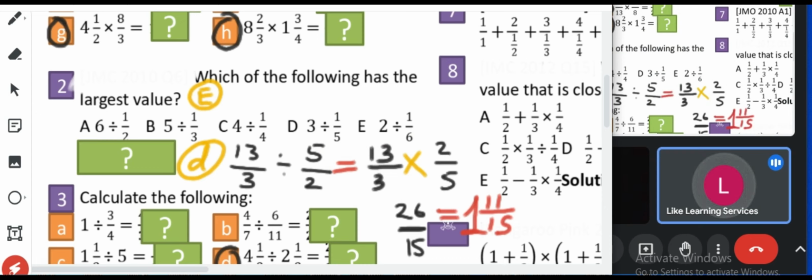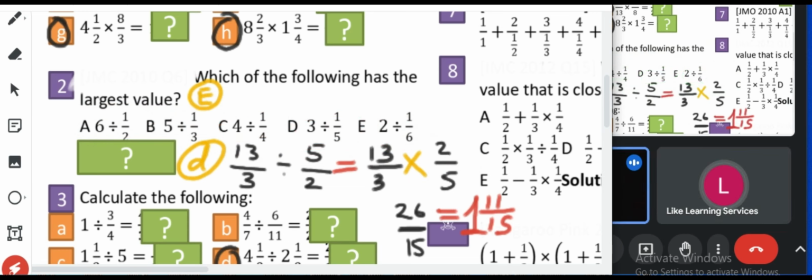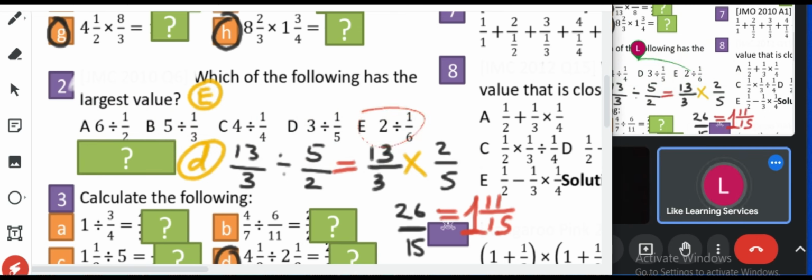Oh, by the way, they were even asking us which one has the largest value, but it doesn't matter. We're not going to do all. To answer this question, which of the following has the largest value, you have to do all of them before you pick out. But let's just do E and see something. I just want us to find out what E will give. You understand what I mean?